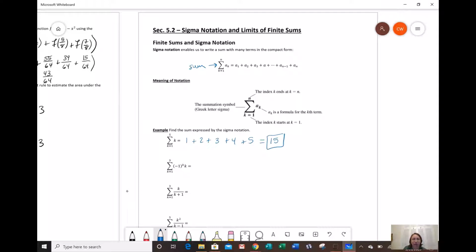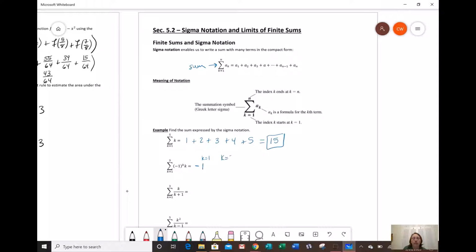All right, this one has a special guy here. Let's see what happens when we do this. So if we plug in 1, negative 1 to the first power is still negative 1. So this is going to be a negative times k. So negative 1 times 1. So we're plugging in k equals 1 here. So negative 1 times 1 is just negative 1.